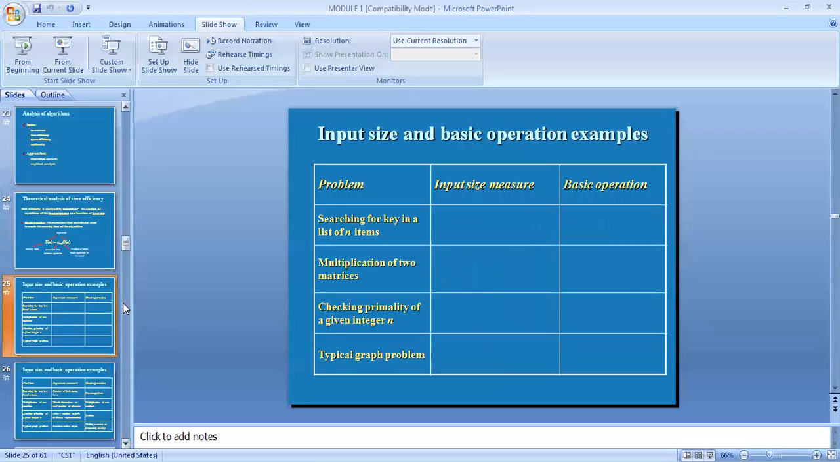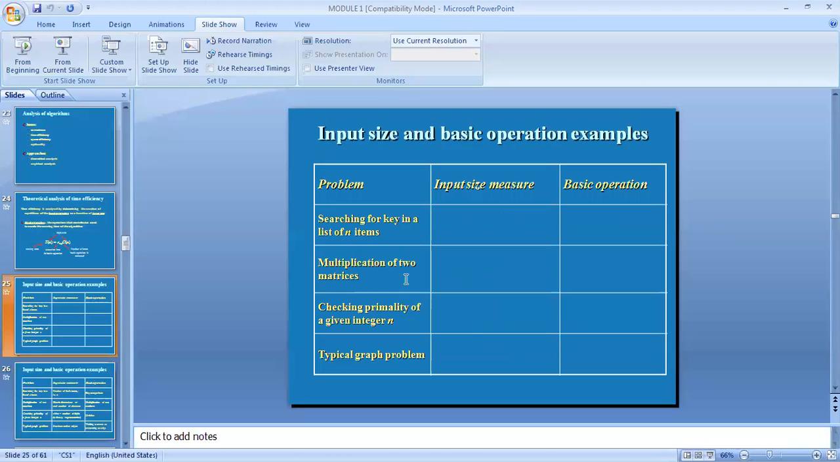The input size and the basic operations for any particular problem can be tabulated based on this format: the input size measure and the basic operation. So if you are searching for a key in a list of n items, the input size is actually n.